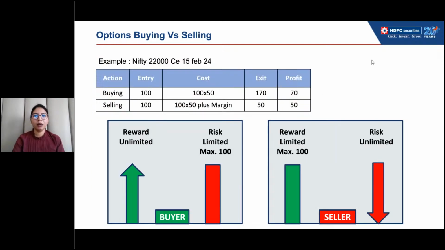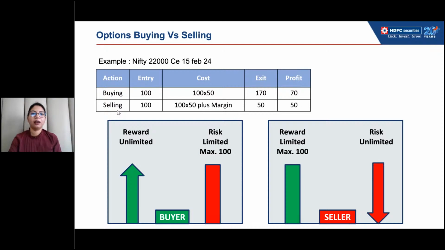Okay, now let's take an example of Nifty 22,000 call 15 February 2024. Okay, this is an example. Now if you are a buyer, you are doing entry at 100. Okay, what will be your cost? 100 into the lot size. Lot size Nifty का कितना था हम लोग ने देखा था 50, right? 100 into 50 आपका कॉस्ट हुआ, तो आपकी एंट्री 100 रुपीज पे हुई थी, आपने एग्जिट किया 170 पे. What is your profit in this particular case? 70 points. Okay, 70 into 50 will be your absolute profit.